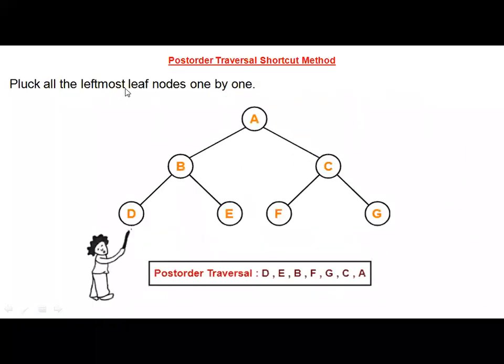Pluck all the leftmost leaf nodes one by one. You just remove the left nodes one by one. Okay, so first D. Leftmost leaf nodes one by one. Leaf nodes. So you are picking out leaf nodes D, E, F, G. Okay, so then if you remove these, what happens?